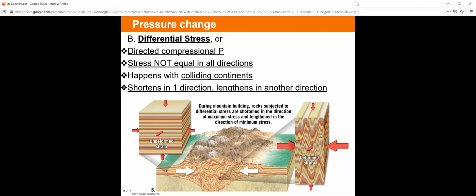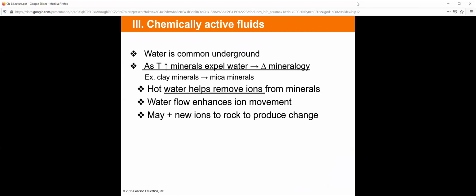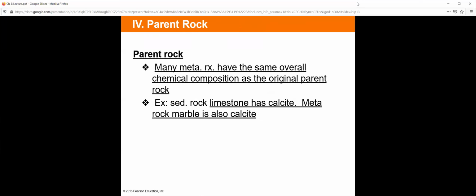In reality, all these play an intricate role with each other to produce the rocks that we see. Chemically active fluids can play a small role in this as well, in the same way that fluids played a role in igneous rocks. Water, of course, is very common. And as temperatures increase, the minerals expel water. That expelling of water changes the mineralogy. Clays turn to micas, as was shown before. And of course, hot water helps to remove ions from minerals. And then that water flow that's being expelled can enhance the ion movement, changing things around, creating new geologic environments.